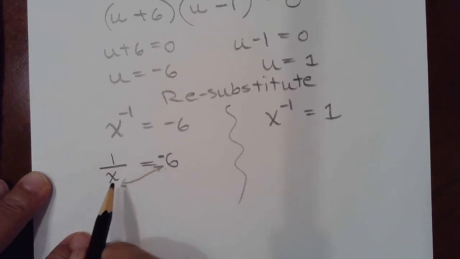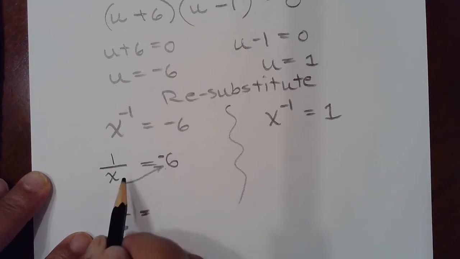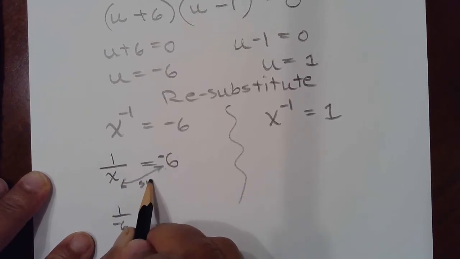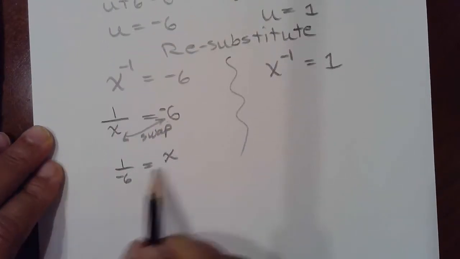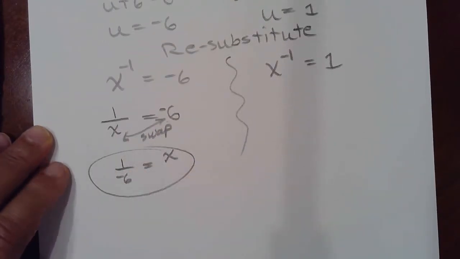So bring this down into the denominator, that -6. All they're going to do is swap places. A little shortcut for you. Okay, the -6 came down here. The x went and popped up in its place, and there you go. You have one of the answers.